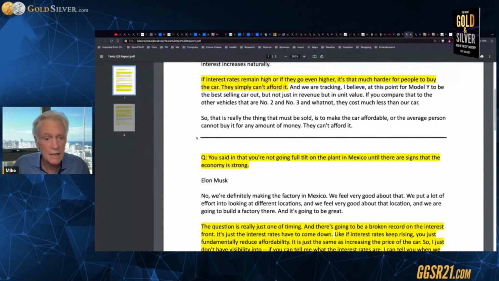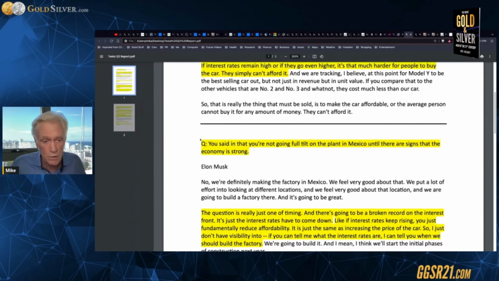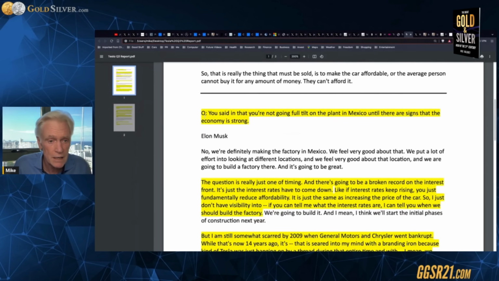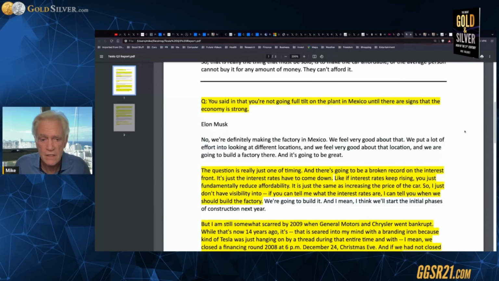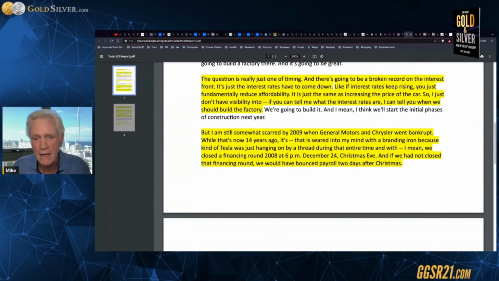And then I eliminated a whole bunch of stuff that had nothing to do with the point of what I'm trying to make here. Question: you said that you're not going full tilt on the plant in Mexico until there are signs that the economy is strong. And part of his answer here is, the question is really one of timing.